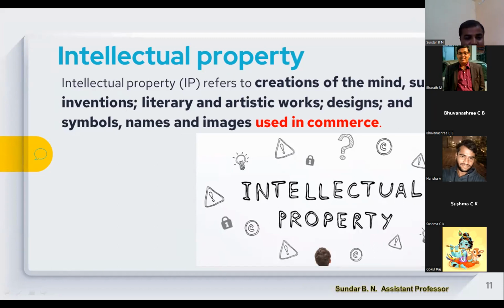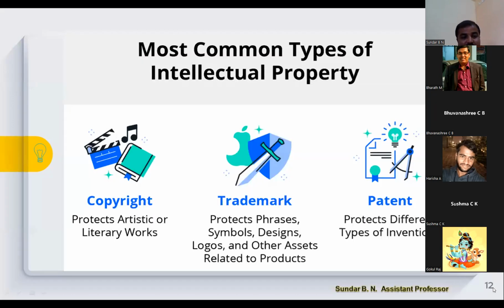So in India, very importantly, there are different types of intellectual property which are protected under different laws. The most common are copyright, trademarks, and patents. All the intellectual properties have their own set of laws, and they are protected under separate laws. So what is copyright? It gives protection against copying artistic and literary works.